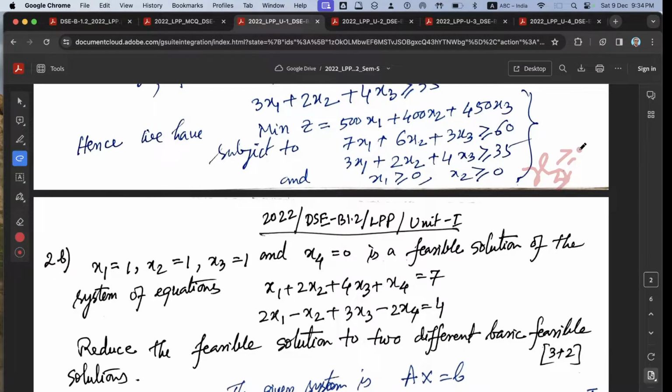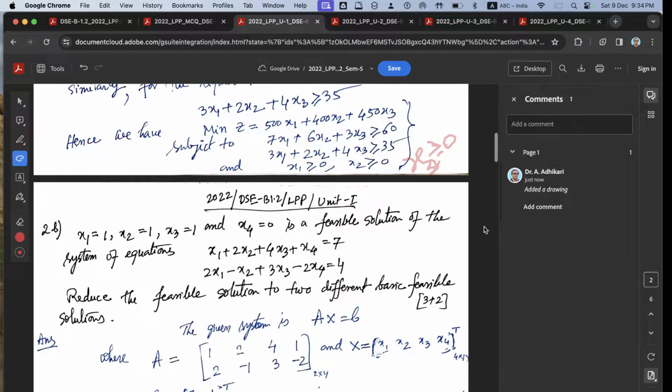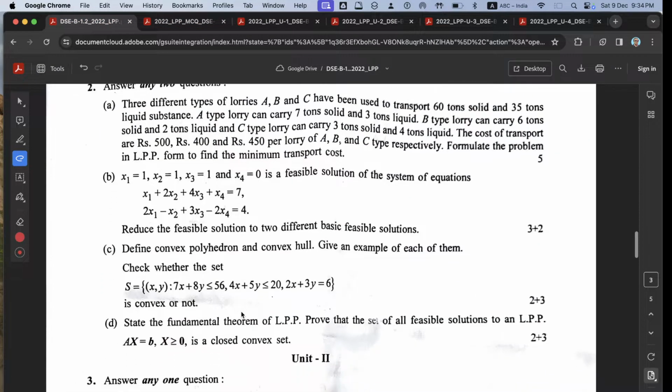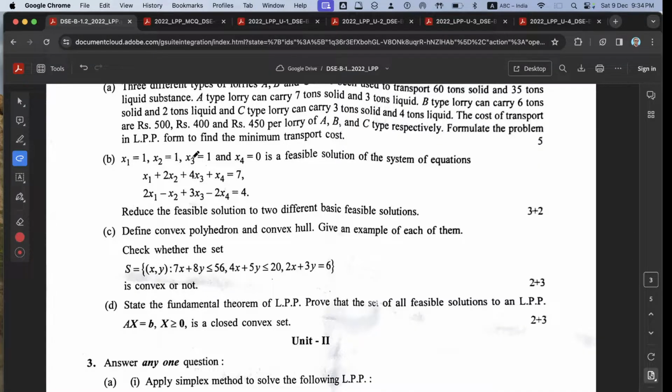x3 greater than or equal to 0. Next question. x1 equal to 1, x2 equal to 1, x3 equal to 1, x4 equal to 0 is a feasible solution of the system of equations. Reduce the solution to two different basic feasible solutions.